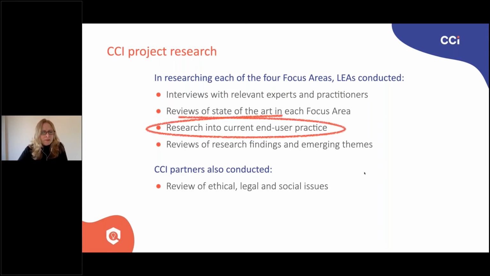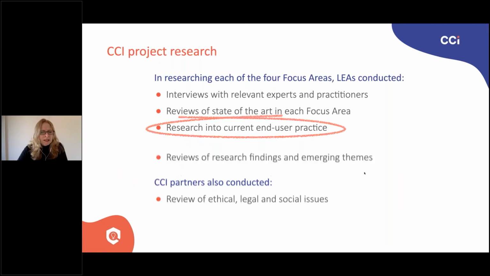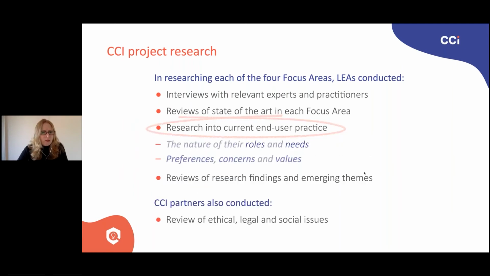Other CCI partners also conducted research into the ethical, legal, and social issues related to the focus areas. But most important in terms of gaining the insight that we would need to develop the tools was the research undertaken into end user practice by the LEAs themselves. What they were looking at was observing the police officers, understanding the nature of their roles, their needs, their preferences, their concerns, and their values.